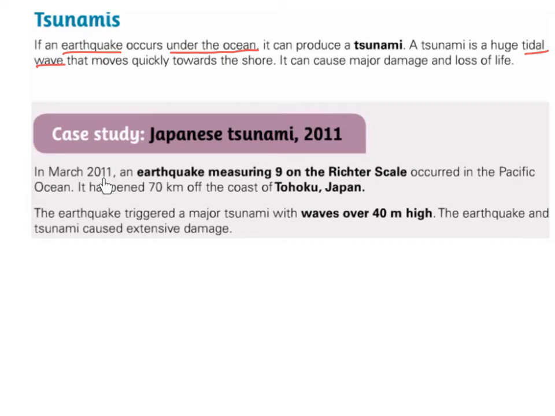In March 2011, an earthquake measuring 9 on the Richter scale occurred in the Pacific Ocean. It happened 70 kilometers off the coast of Tohoku, Japan. The earthquake triggered a major tsunami with waves of over 40 meters high. The earthquake and the tsunami caused extensive damage.